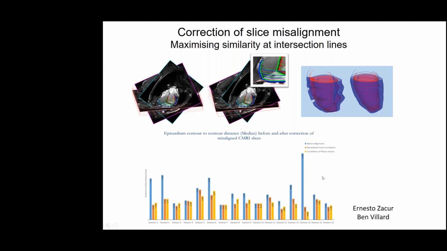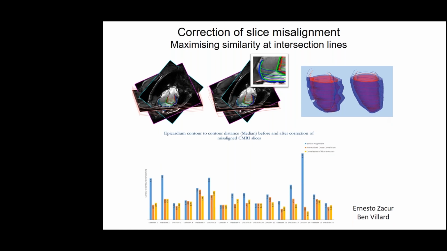What we are doing here is we are taking slices that intersect, and we are just moving them, rotating and translating them until we find the location in which their intersection matches best. The intersection line matches best. And we were trying different ways to quantify this metric. And we found that with some of the more advanced metrics that we were trying, the alignment was improved in a very substantial amount. So we go from something like this, where the slices are very clearly misaligned, to something like this, where we can get a consistent three-dimensional representation of the heart.